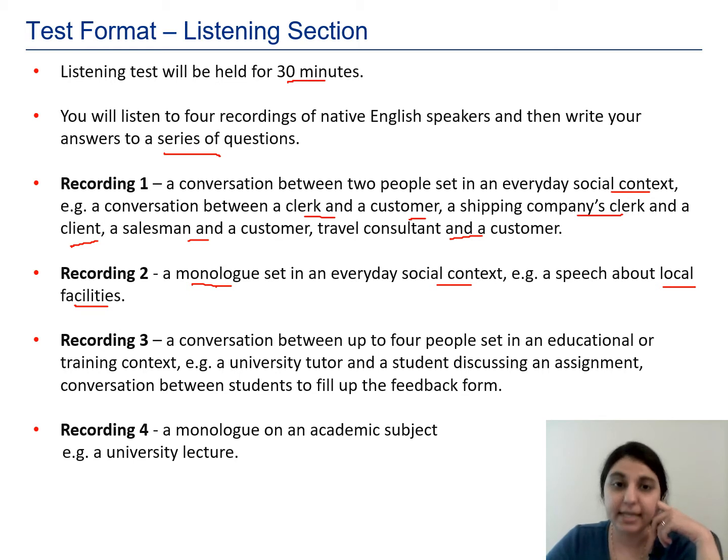Then recording 3 is going to be a little different and a little challenging because this conversation is going to be between up to 4 people. So there could be 3 people also, and there could be 4 people also, and there will be a conversation between those people in an educational or training context. Okay, for example, a university tutor and students discussing their assignment or their projects, or a conversation between students to fill up a feedback form.